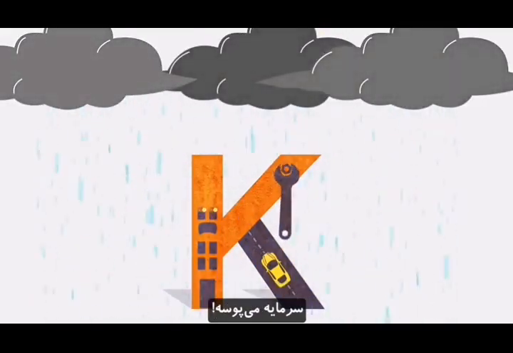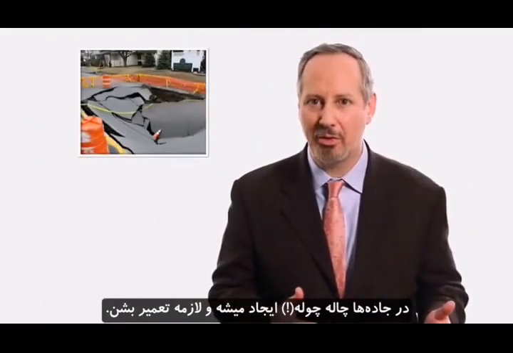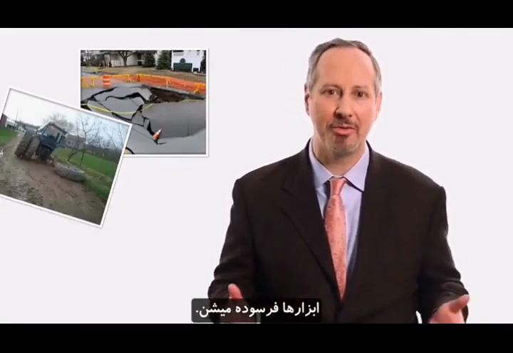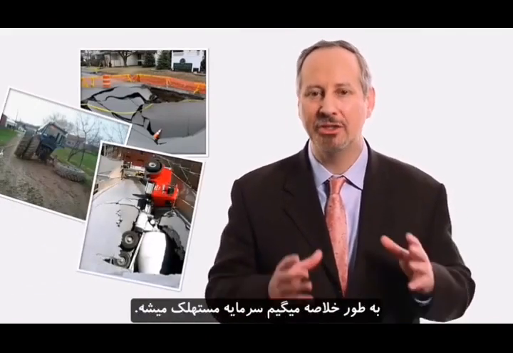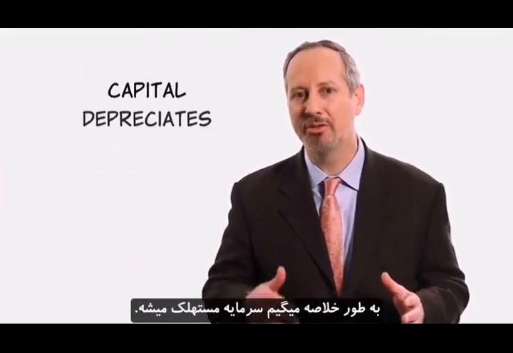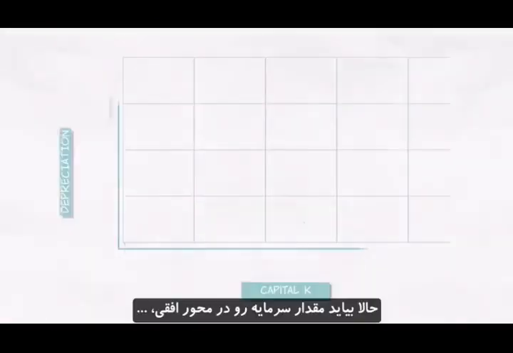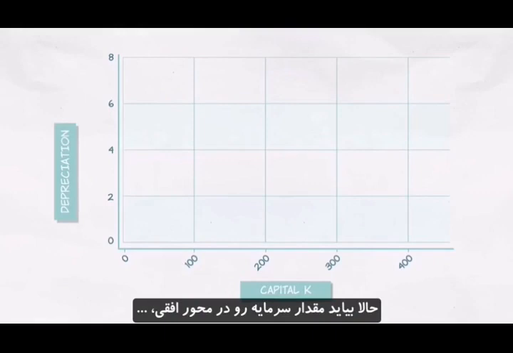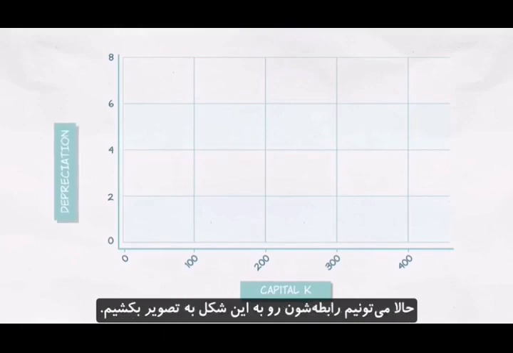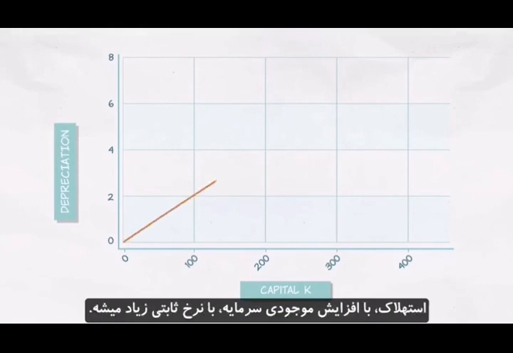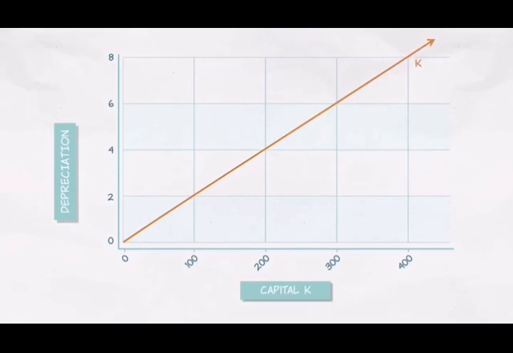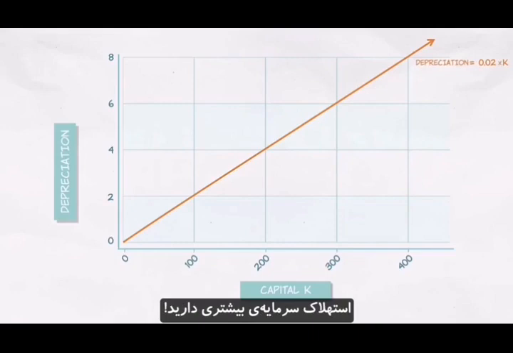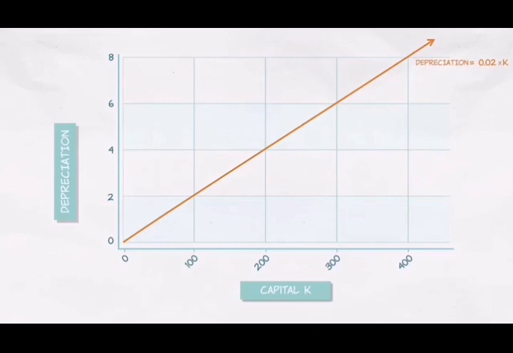Capital rusts. Roads get potholes and need to be repaired. Tools wear out. Trucks break down. In short, we say that capital depreciates. Now let's put the amount of capital on the horizontal axis and the amount of depreciation on the vertical axis. We can then model the relationship like this. Depreciation increases at a constant rate as the capital stock increases. The more capital you have, the more capital depreciation you have.